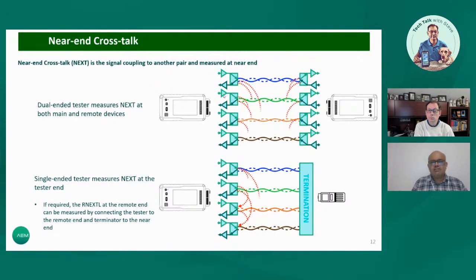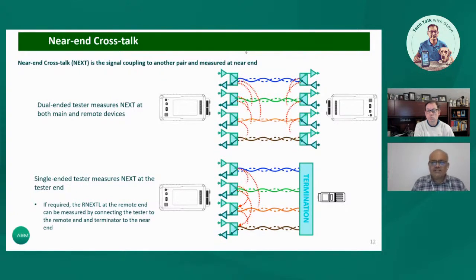However, some of it does couple into other pairs and then returns back. So near end crosstalk is the signal that is coming back to the near end after getting coupled into other pairs. And this is also measured in a similar way between NSA, Qualification Plus, and the Certifier, as you can see here, right? Again, you can do two tests to get a full picture of the crosstalk here.